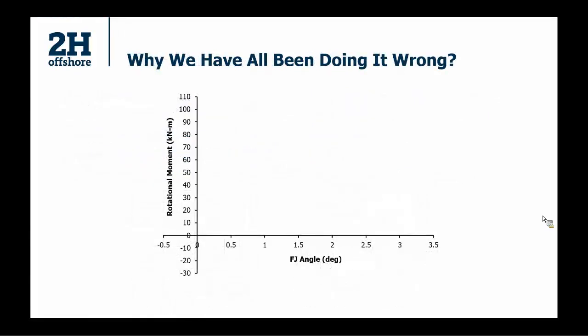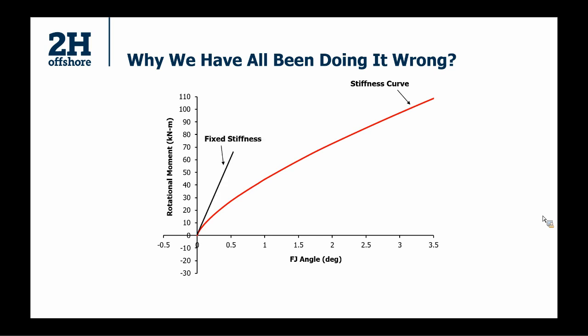Now the question is why we all have modeled it wrong. What we usually receive from the flex joint vendor is this nonlinear stiffness, the line in this plot. To apply stiffness in riser fatigue analysis, the traditional way of modeling is either to directly input this nonlinear stiffness curve or to apply a fixed linear stiffness at the initial slope, which is very similar to what we show on the slide, this dark black line.